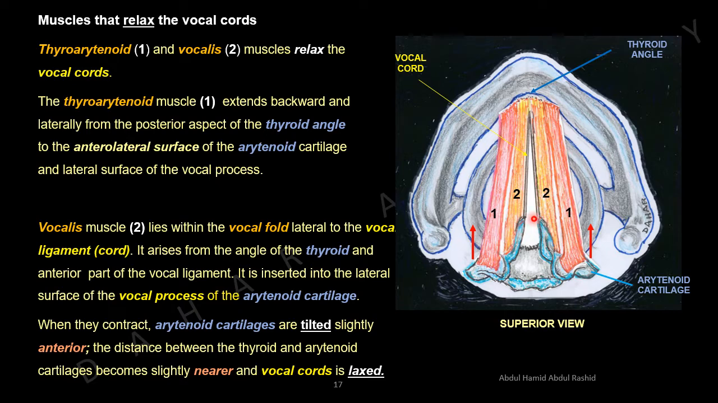So when these two muscles contract, you can see very simply, they are coming from here and attached here. When these two pairs of muscles contract, you can see the arytenoid cartilages will be slightly tilted forward. That means the distance between here and here will be shorter. Then the vocal cords become lax.